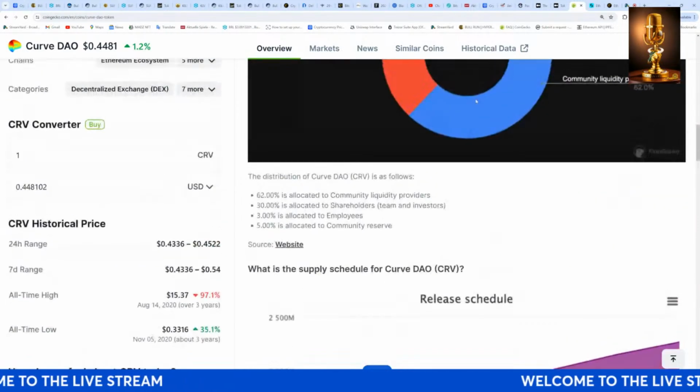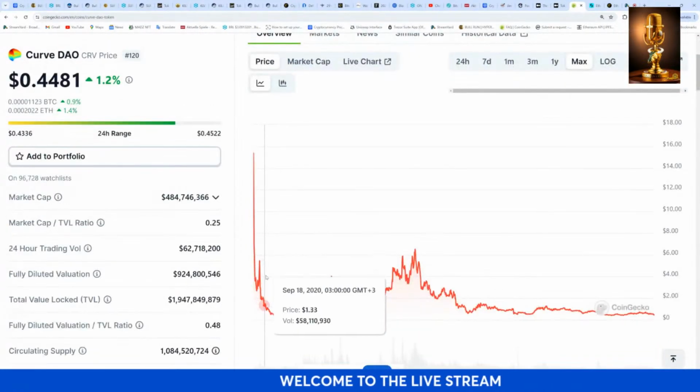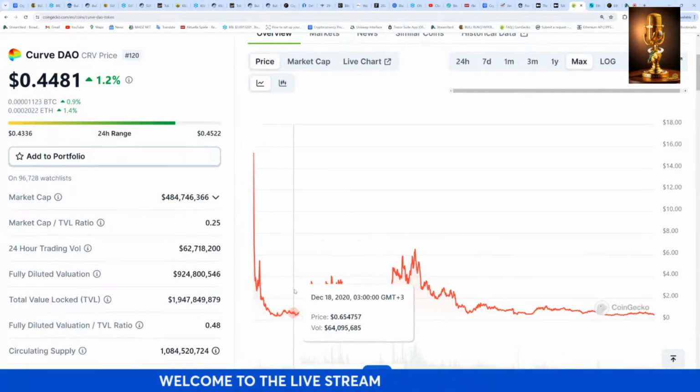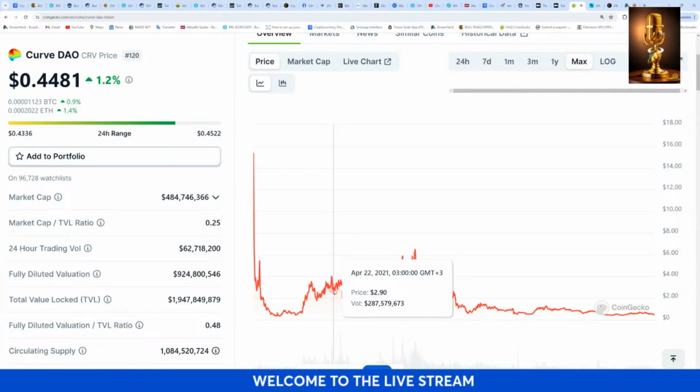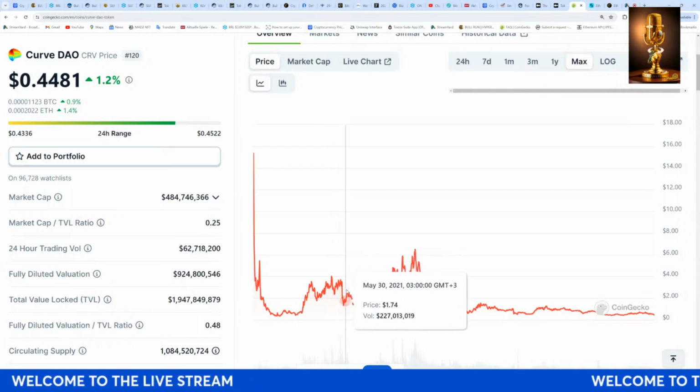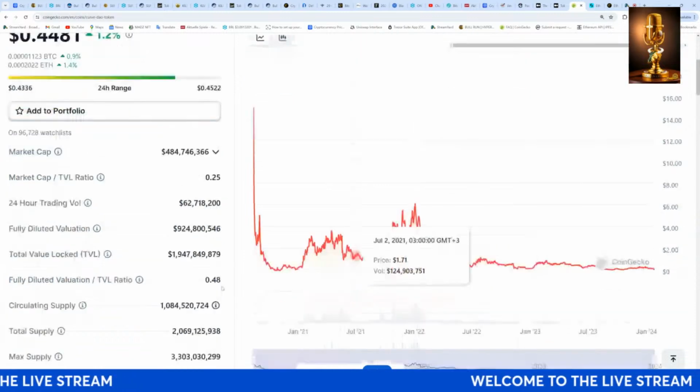And if you look at the chart, you see the reason why. This token is extremely inflationary. It has a staking platform that doesn't have a sustainable or deflationary staking platform. It's extremely inflationary. And this is why you see the chart look like this.